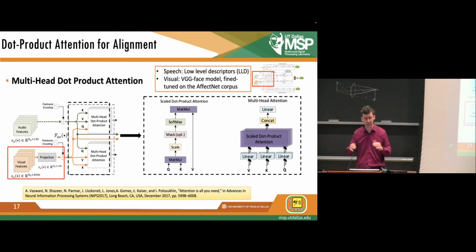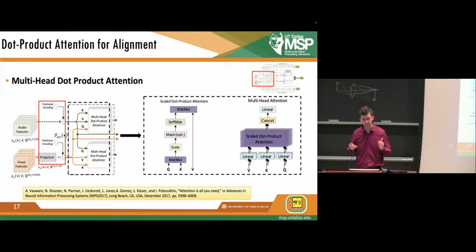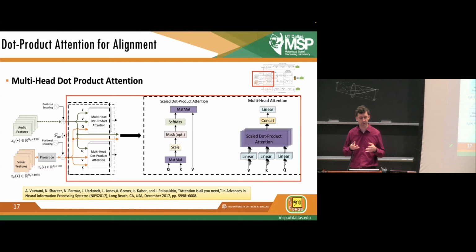From the visual modality, we take a common embedding that has been used for face analysis, which is the VGG face model, and we fine-tune it to emotions by using the AffectNet corpus. Then we project that data into the 130-dimensional space, so they have the same dimension. They don't have to be synchronized, but they do have to have the same dimensions. We add positional encodings to preserve the temporal information, and then we combine the modalities with these multi-head dot product attentions, using cross attention. What is interesting is that the query from one modality goes into the attention model of the other modality. This is a very powerful way to combine the modalities.